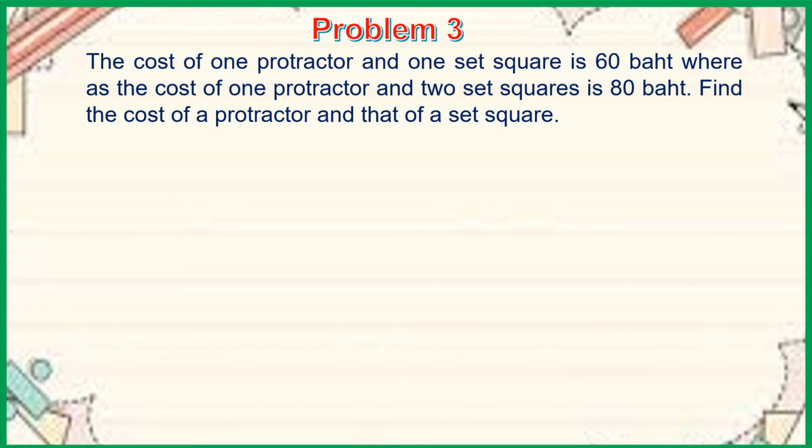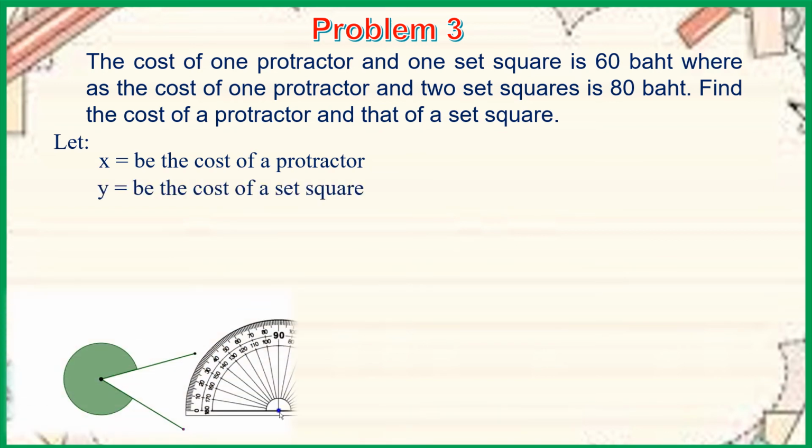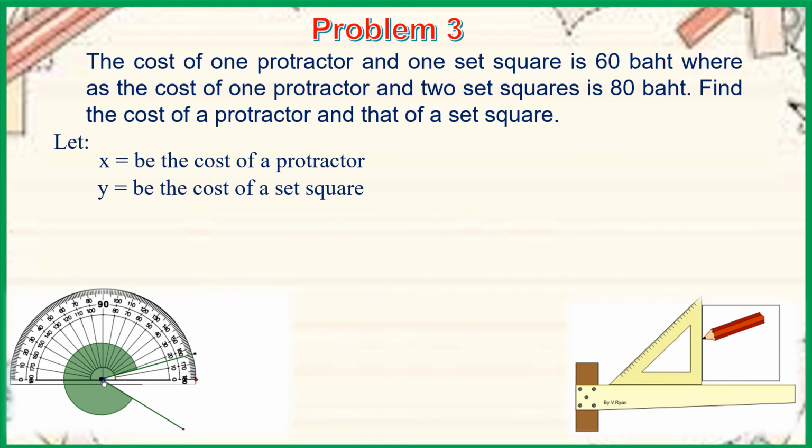Let us have problem number 3. Let us read all together the problem. The cost of one protractor and one set square is 60 baht, whereas the cost of one protractor and two set squares is 80 baht. Find the cost of a protractor and that of a set square. In here, let us first represent our unknowns. Let x be the cost of a protractor and let y be the cost of a set square.